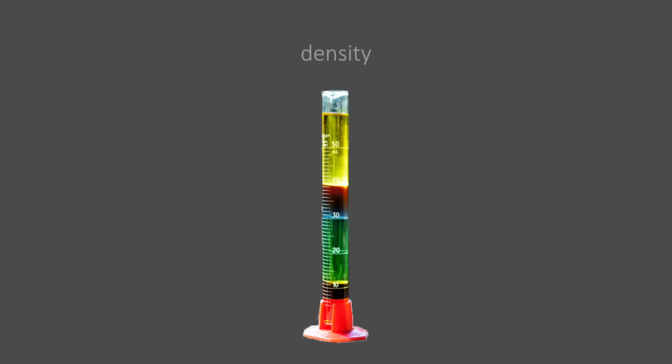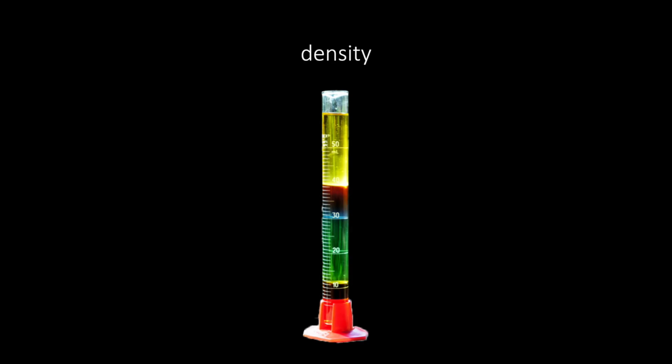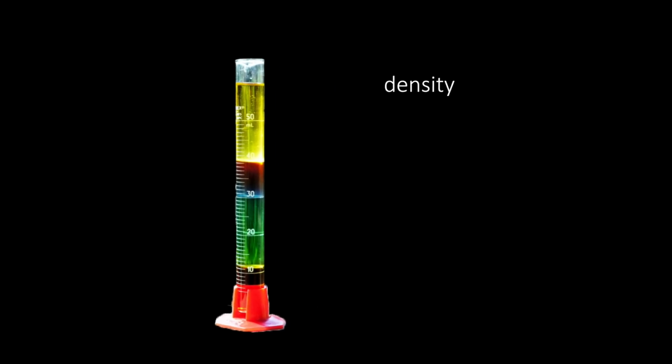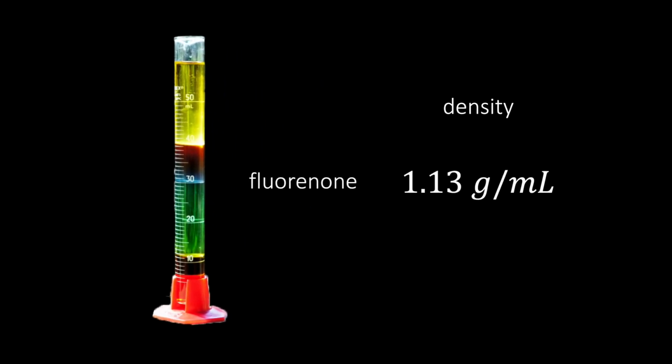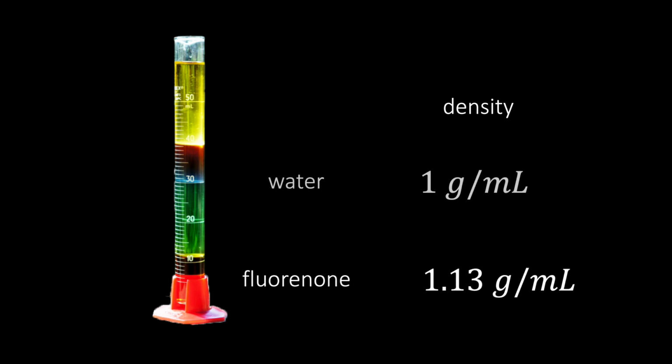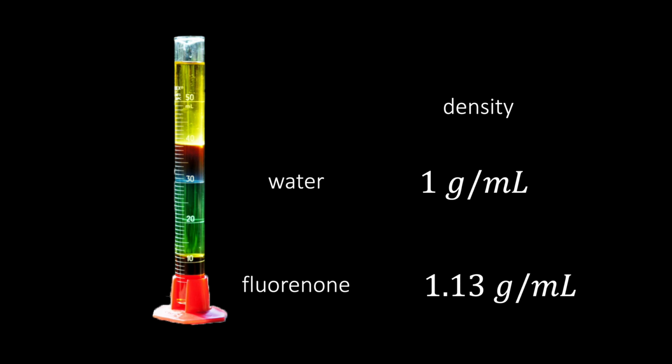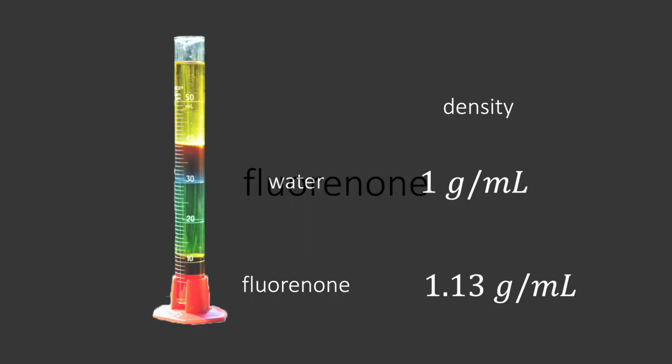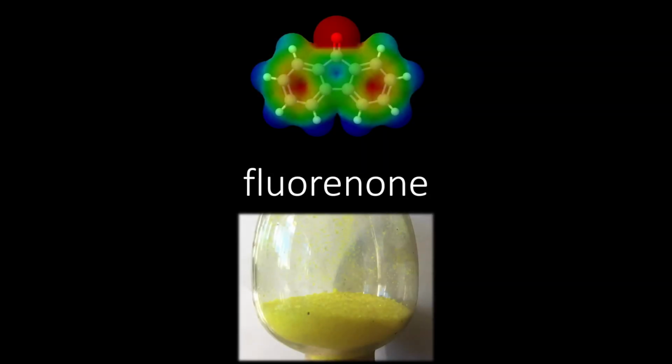So the density of fluorenone is 1.13 grams per milliliter. Compare that with the density of water. The density of water is 1 gram per milliliter. Because fluorenone has a higher density, it will sink when you put it in water. Hopefully this video has given you some insight into the molecule fluorenone.